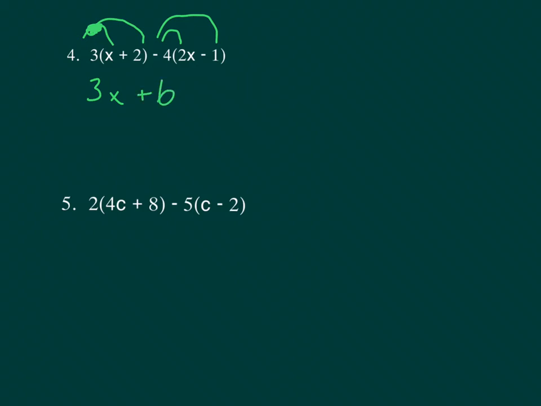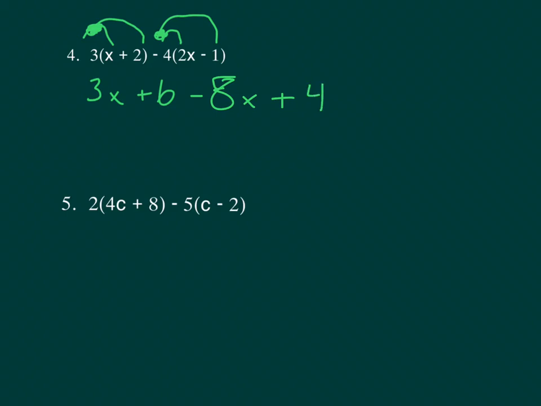We move over to the 4. Now, don't forget that minus there. See that minus there? That goes with the 4, so that's -4. So -4 times 2x. Well, that's -8x. And then the -4 times the -1. Remember, a negative and a negative is a positive when you multiply. So -4 times -1 is +4.